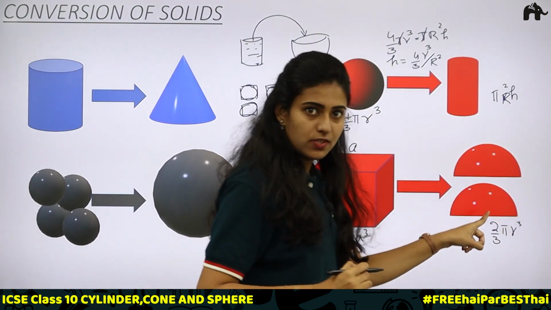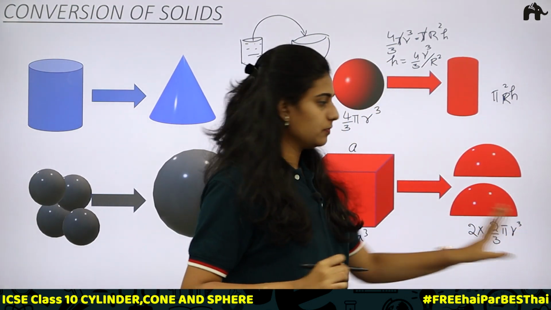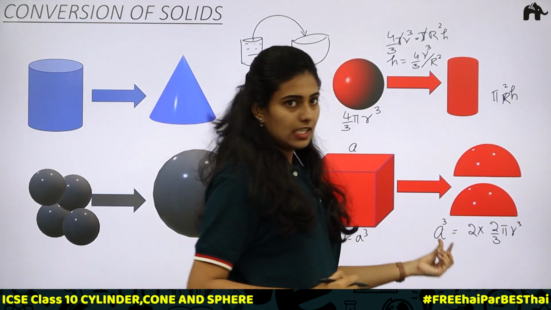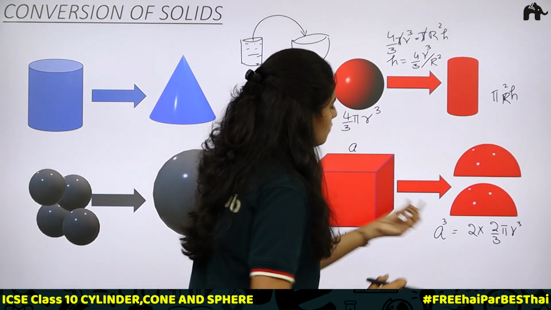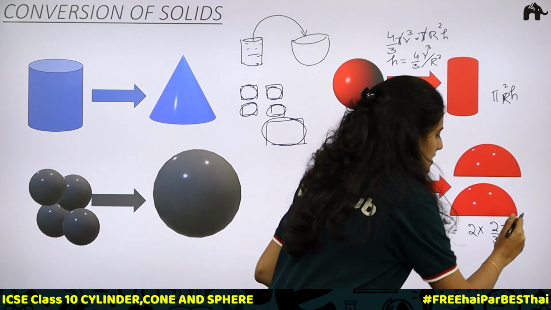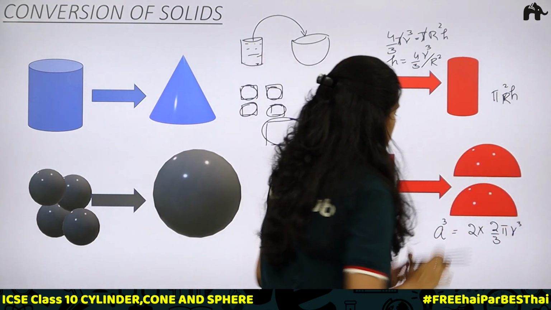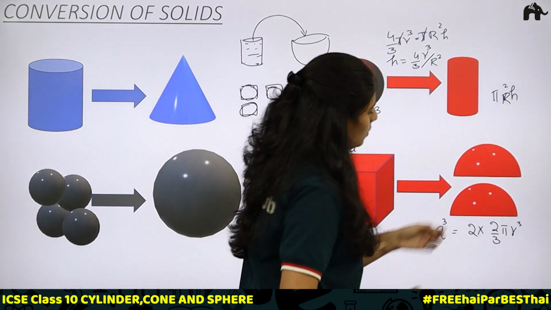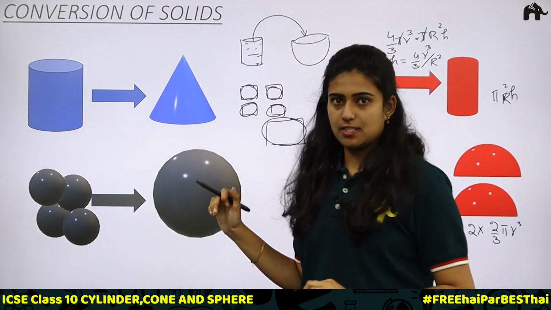We have two hemispheres formed, 2 into 2 by 3 pi r cube. This will be equal to a cube, where a is the side of the cuboid. In case we are asked to find the side of the cube if the radius is known, we can easily determine it. Or you are asked to find the radius of the hemisphere when the side of the cube is given. In that case, by substituting the value, you can find the radius. While solving problems, you will understand it better.